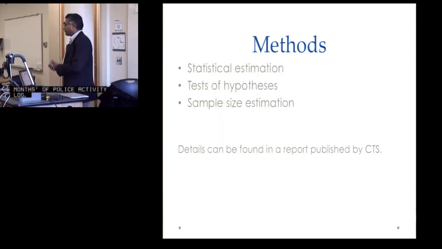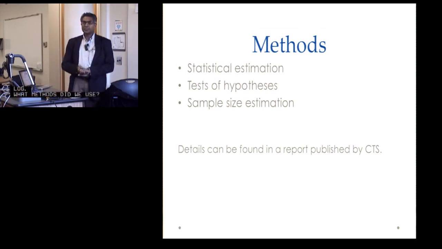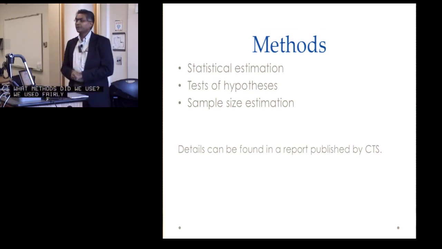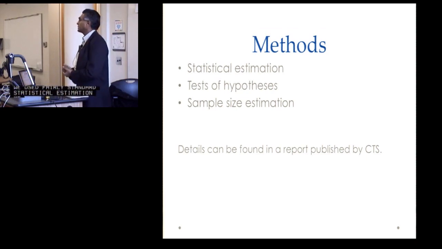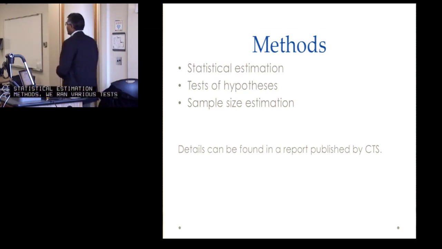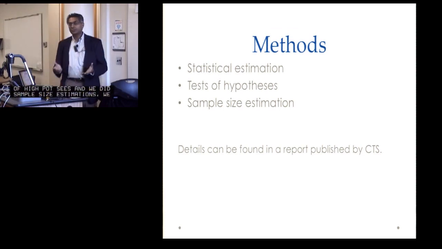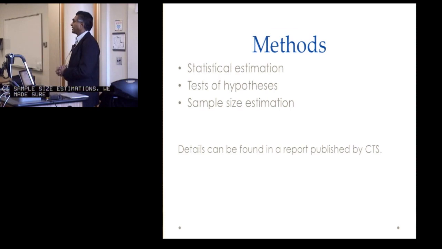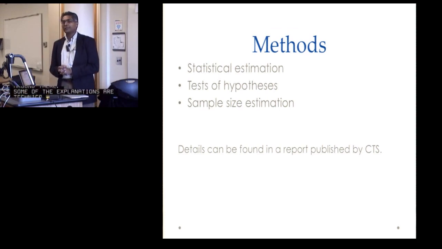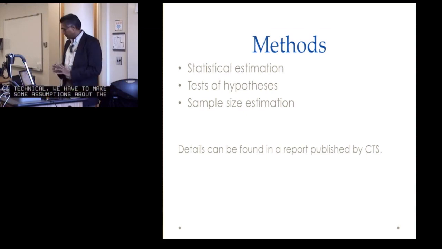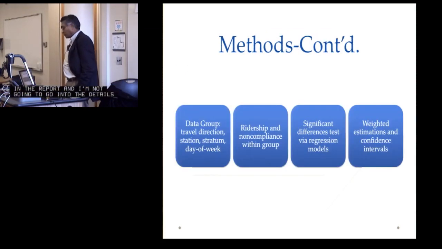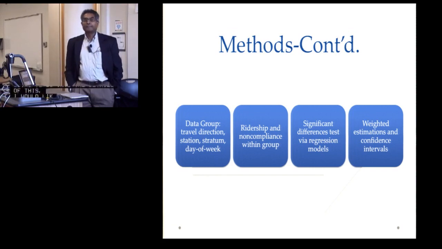What methods did we use? We used fairly standard statistical estimation methods. We ran various tests of hypotheses, and we did sample size estimations. We made sure that we had confidence interval estimations around those. Some of the details are a bit technical. We had to make some assumptions about the underlying distributions, etc. If you want the details, they are in the report, and I'm not going to go into the details of this. I'd like to give you an overview of how we did this.